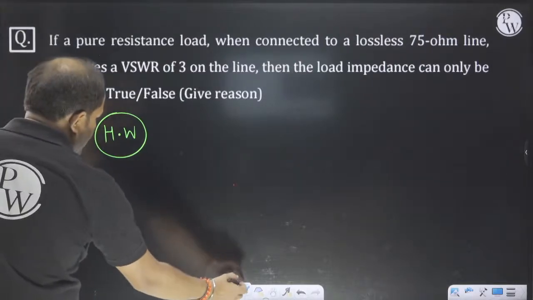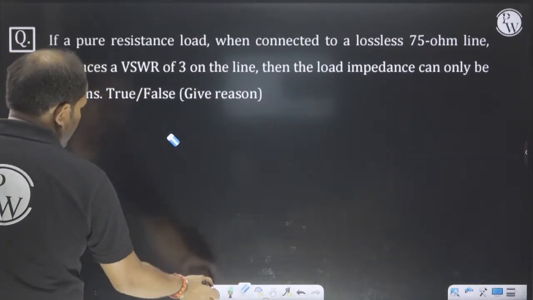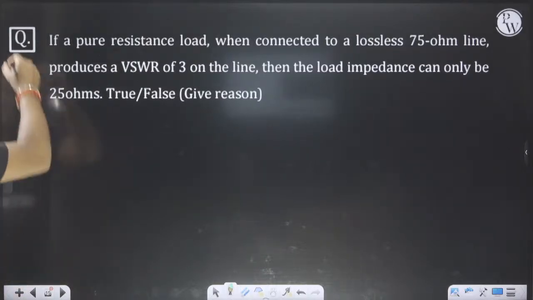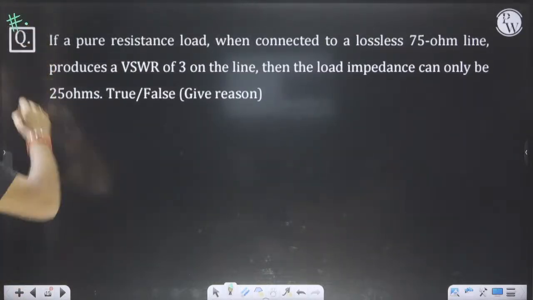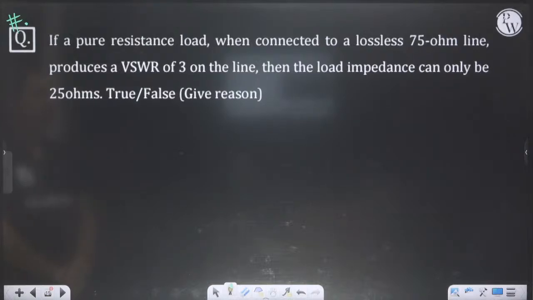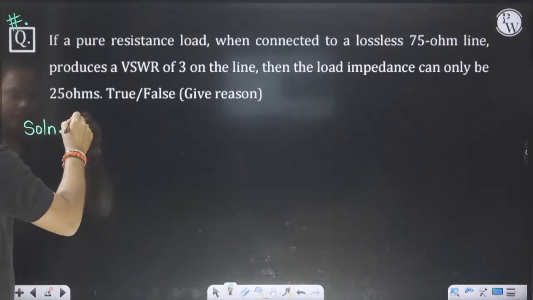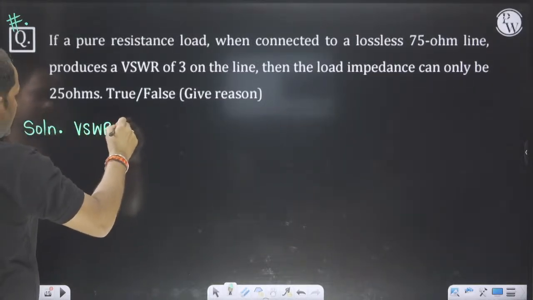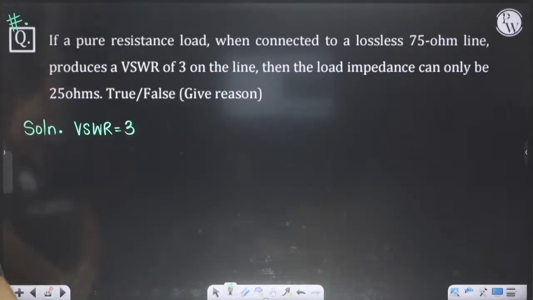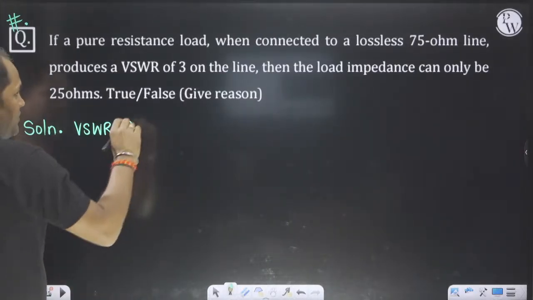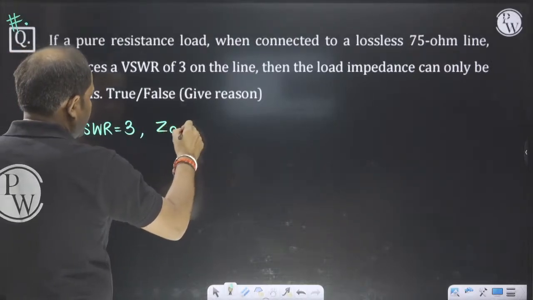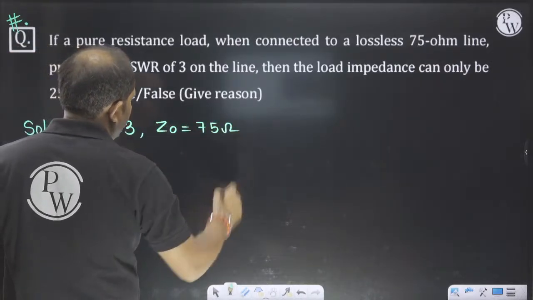So this is the first question which I am going to ask. If a pure resistive load when connected to a lossless 75 ohm line produces a VSWR of 3 on the line, then the load impedance can only be 25 ohm. True or false? So VSWR is 3, and they are asking the load impedance. Z0 they have given as 75 ohm.